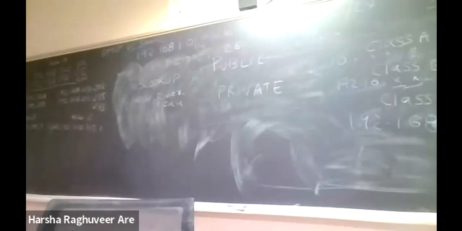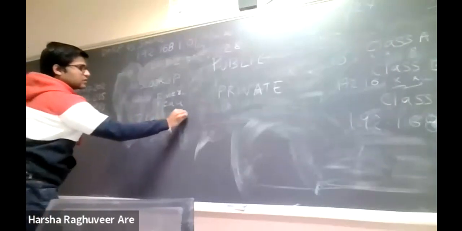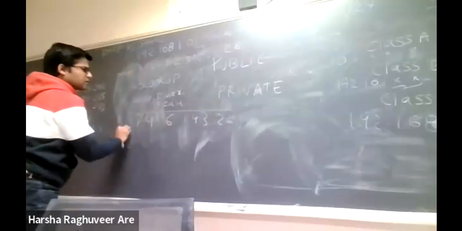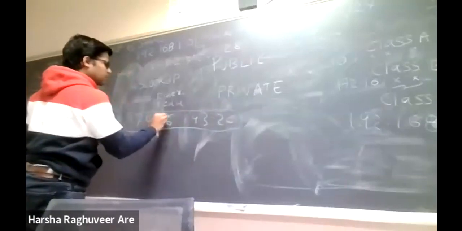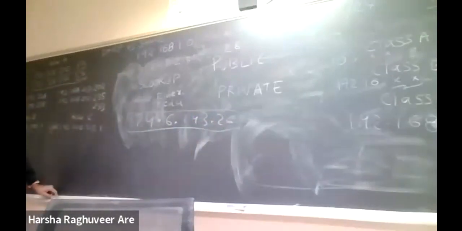Okay. Right. Go to CMDB. Type 74. Read me the IP address. Okay, 74.6. So this is what address? Private or public? Public. So type this address in your browser URL.